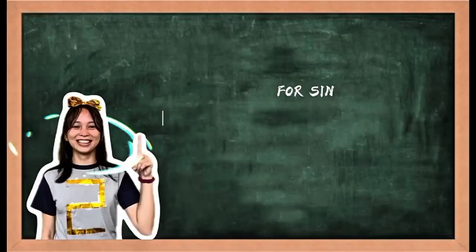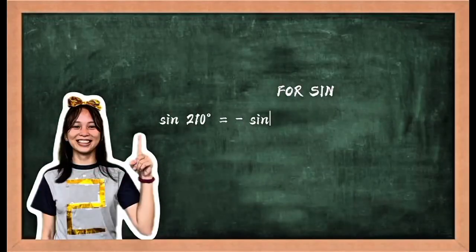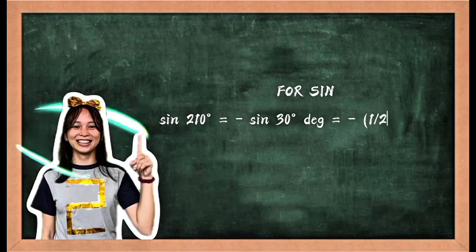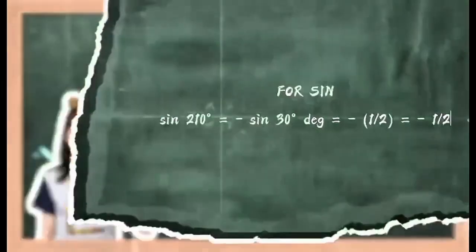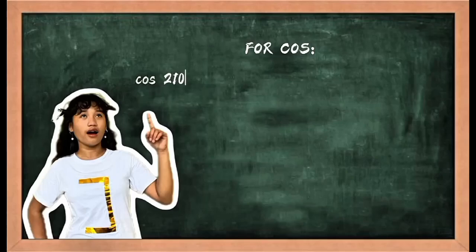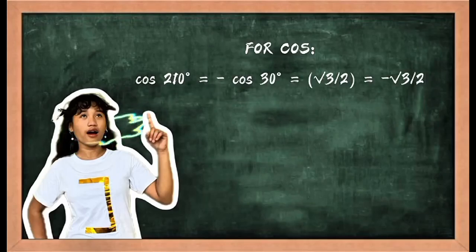For sine, sine 210 degrees equals negative sine 30 degrees equals negative 1 half. Cosine of 210 degrees equals negative cosine of 30 degrees, which equals negative square root of 3 over 2. Wow! Amazing!